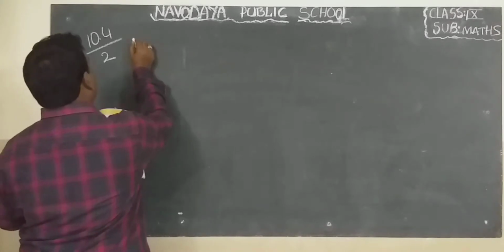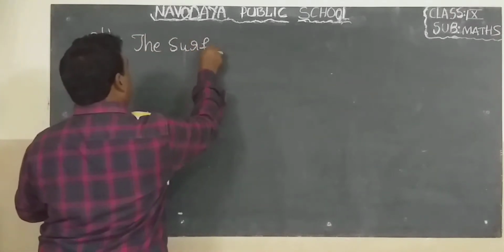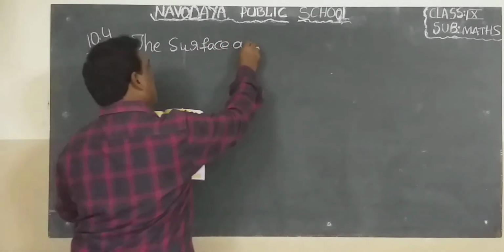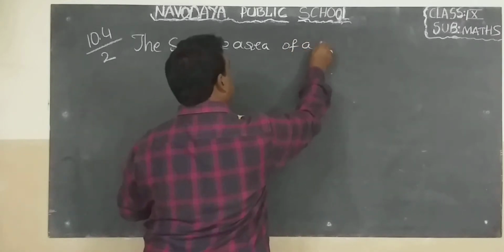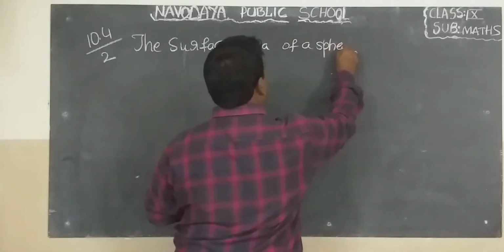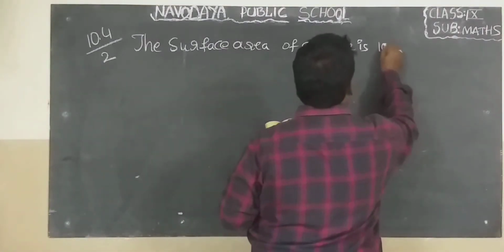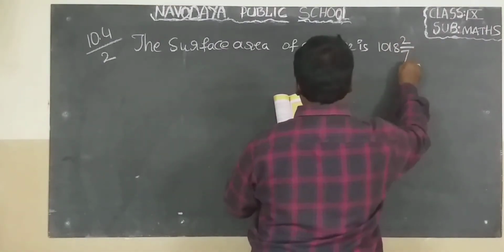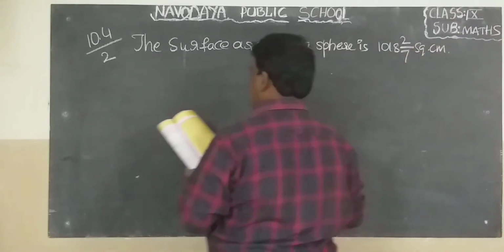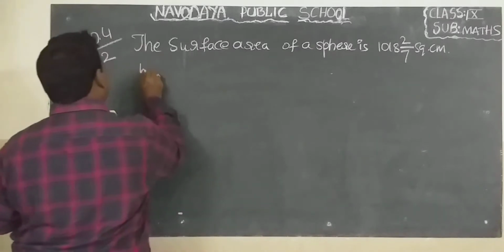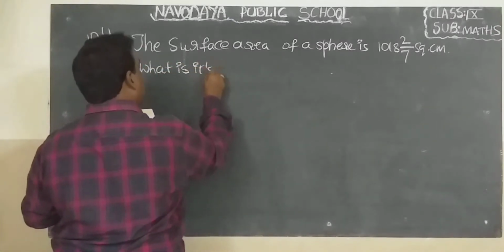The surface area of a sphere is 1018 2 by 7 square centimeters. What is its volume?